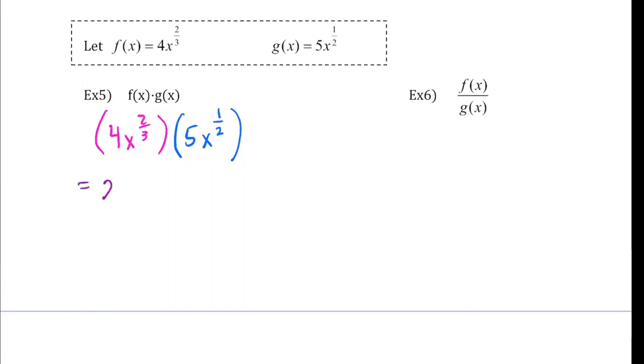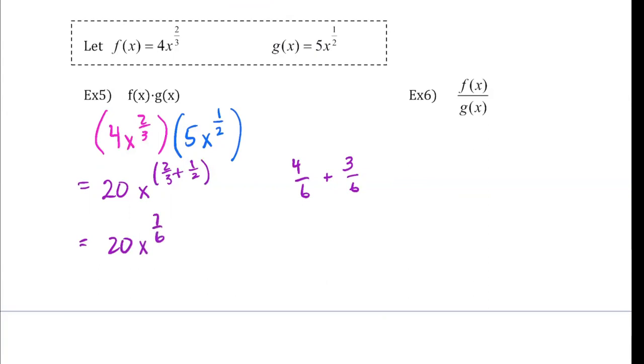So 4 times 5 is 20. And now I need to add 2/3 to 1/2. And I know you all love fractions, right? So in order to add fractions, we need common denominators. So off to the side here, 6 would be a common denominator, and 2/3 would become 4/6, then 1/2 would become 3/6. So it looks like we have 7/6. So that would be my answer there.